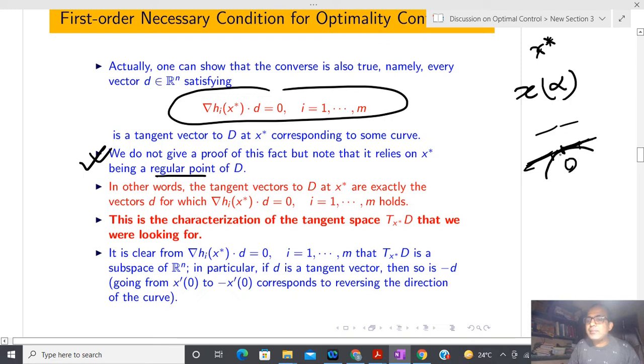Why all directions? Because here I am in R^n, an n-dimensional space. So this regularity condition is just telling us that I can move in any direction such that the equality constraint will be satisfied. The same things I have written here. In other words, the tangent vectors d at x star are exactly the vectors for which this kind of thing holds. So this is the characterization of the tangent space T_x D that we are looking for.